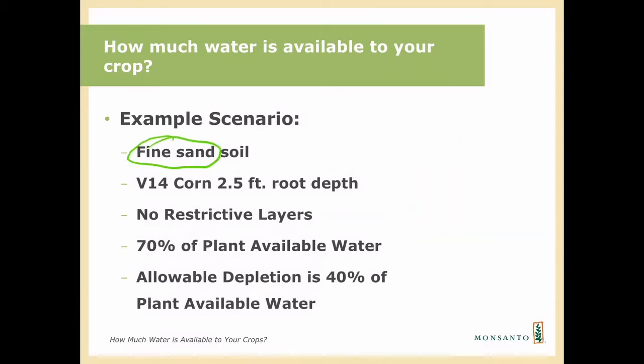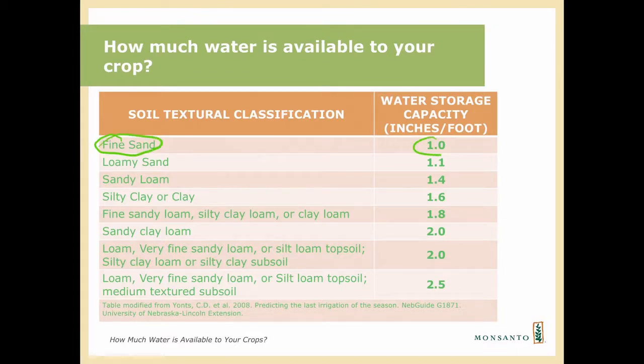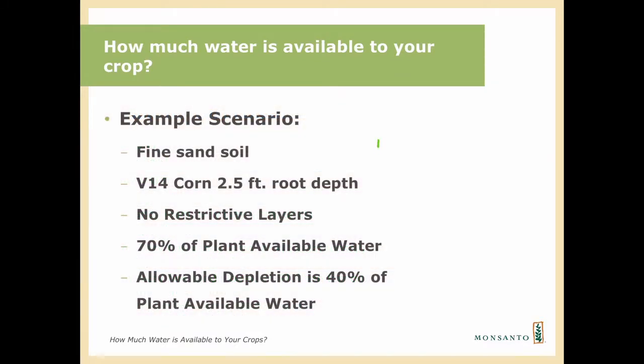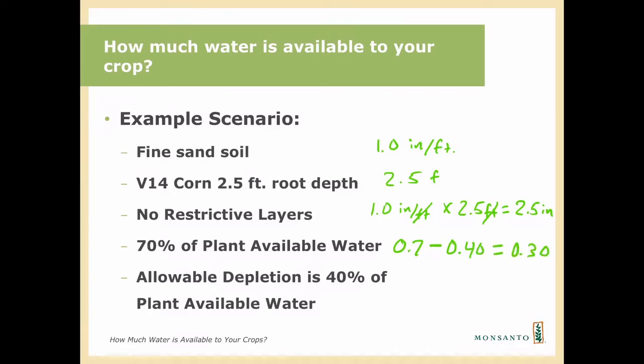So now we swap out the silt loam for a fine sand. That gives us about 1 inch of plant available water per foot. We've still got the 2.5 foot root depth. So we take that 1 inch per foot times the 2.5 feet, gives us 2.5 inches of plant available water. We've used some of that, so we take the 70% minus our MAD of 40%, and that still gives us 30% of the plant available water remaining. We take the 2.5 inches times that 30%, and that gives us 75 hundredths of water. So we have less time before we're going to need to irrigate this corn crop compared to the silt loam, even with the same setup.